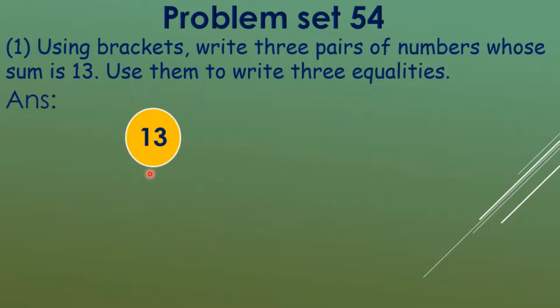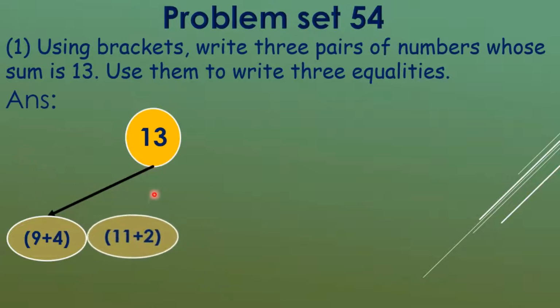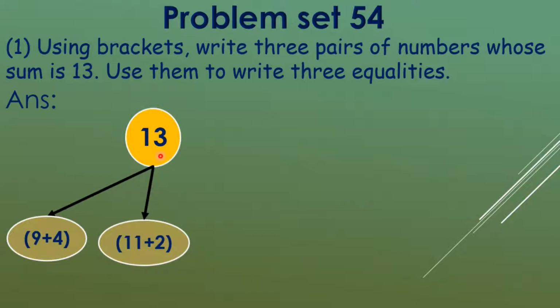So we have first pair 9 plus 4, which is equal to 13. One more, we have 11 plus 2, which is equal to 13. And we have 6 plus 7, which is equal to 13. Now, as the value of all these three expressions, 9 plus 4, 11 plus 2 and 6 plus 7 is the same, that is 13, we can use these three expressions to write the equalities.